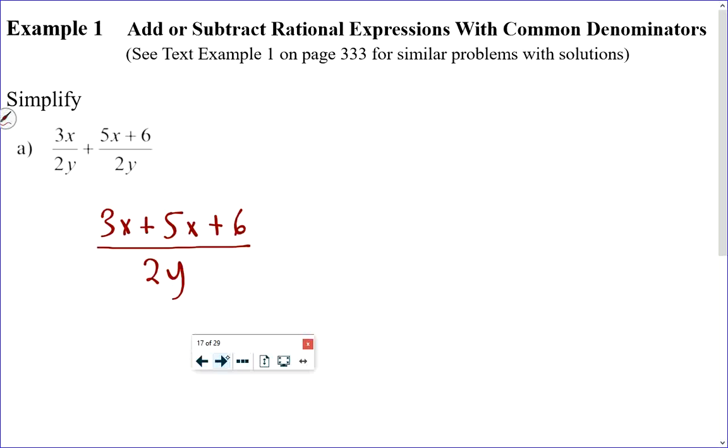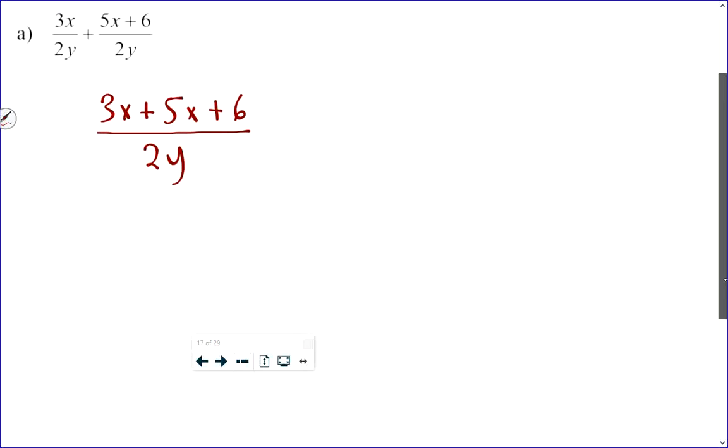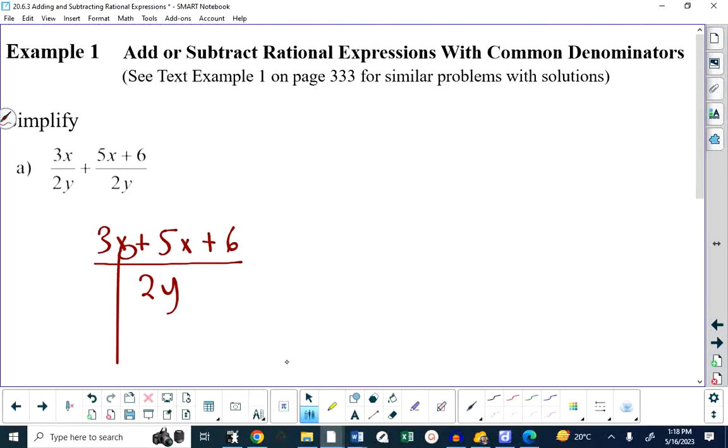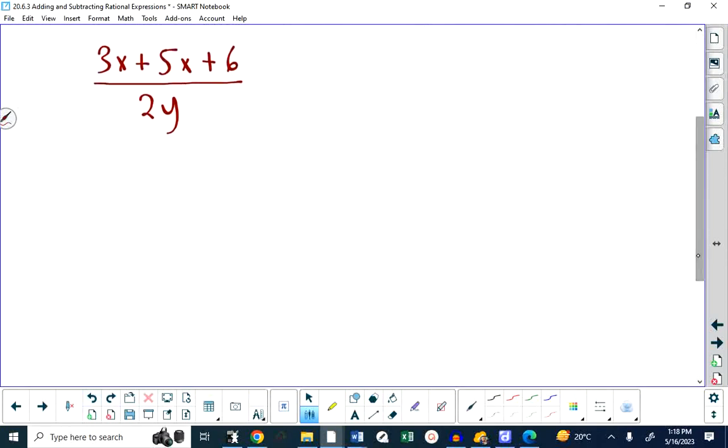Right, the 3x and 5x are similar terms. I get 8x. I can add those together. I get 8x plus 6 over 2y. And by the way, I'm always working down. I've been trying to teach you that. Don't go equals, equals, equals, left to right.